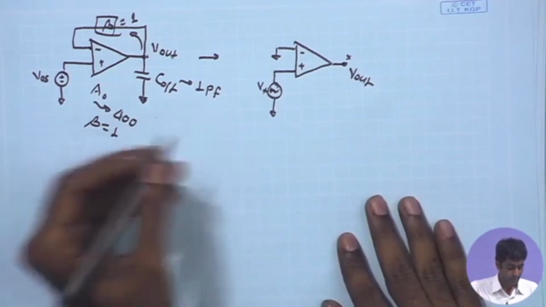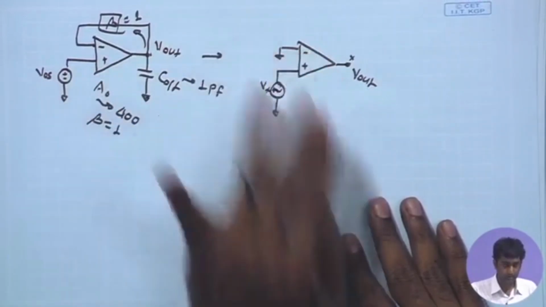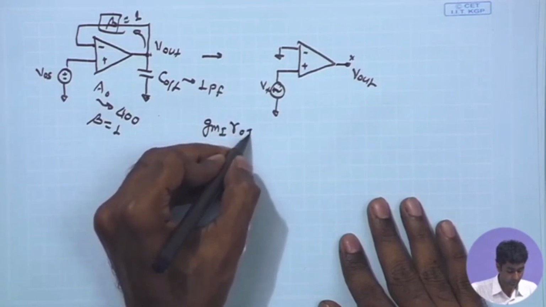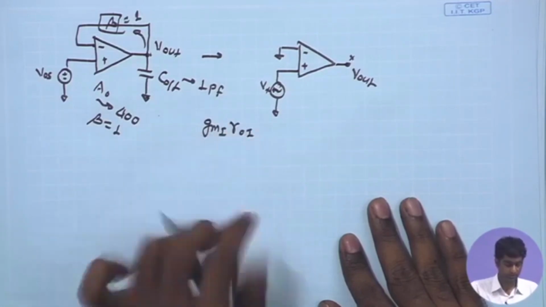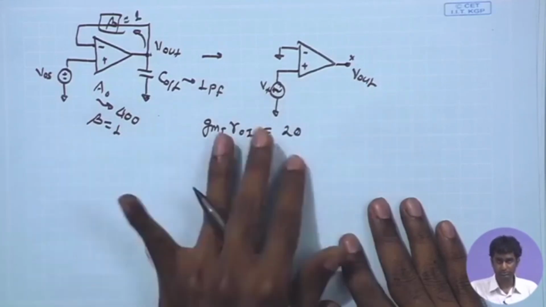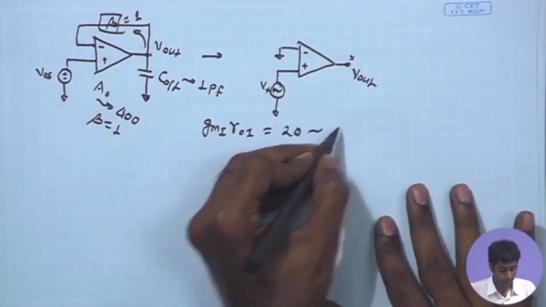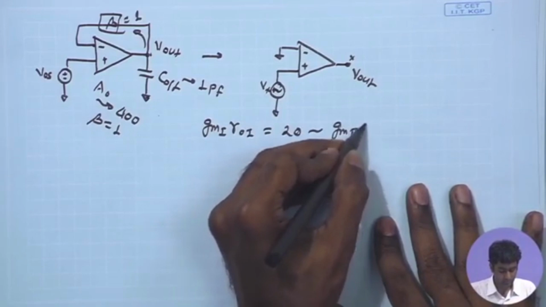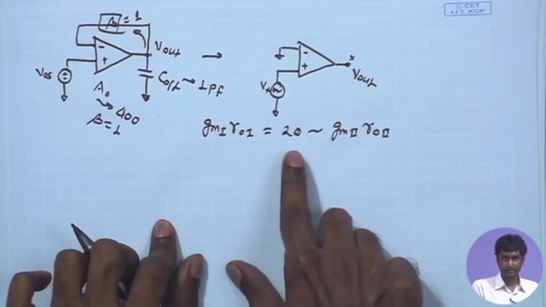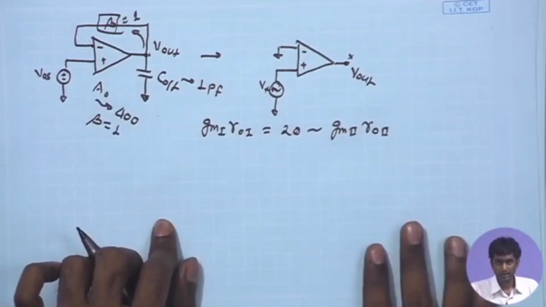So, in our earlier example, when we looked at the open loop comparator design, we assumed that the GM1 RO1 is the gain of the first stage, approximately equal to say 20. So, the second stage is also similar, equal to GM2 RO2, and overall we are getting around 400. Suppose we have this configuration where GM1 RO1, the first stage gain, is equal to the second stage gain, equal to 20. So, the overall open loop gain was around 400.